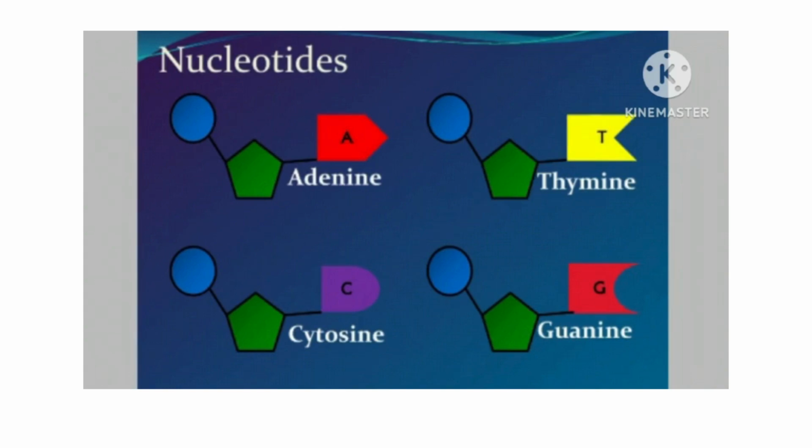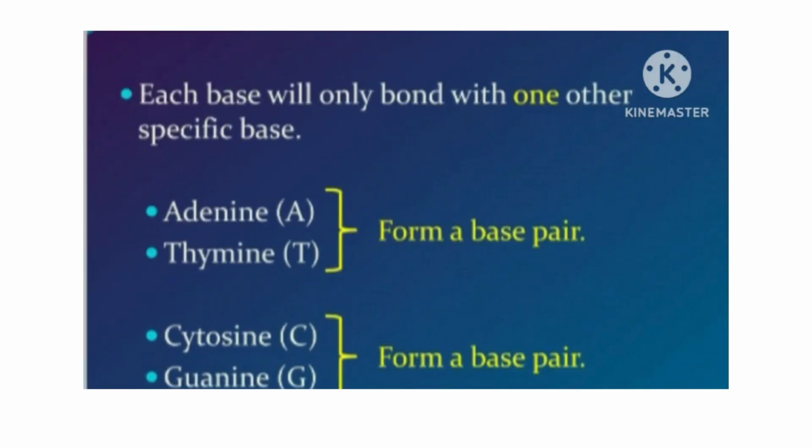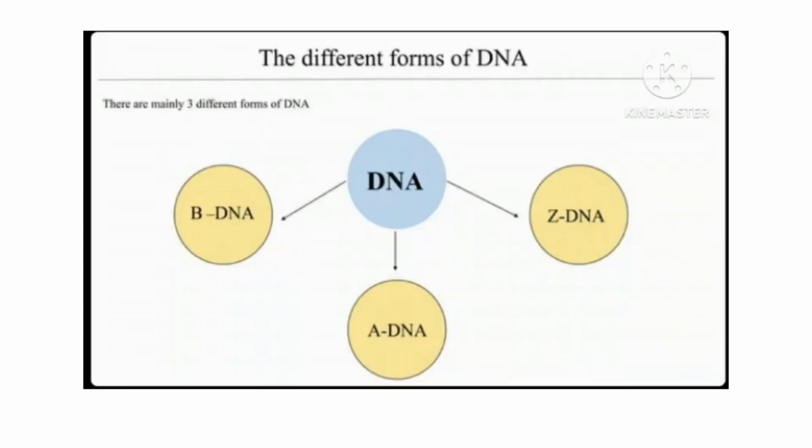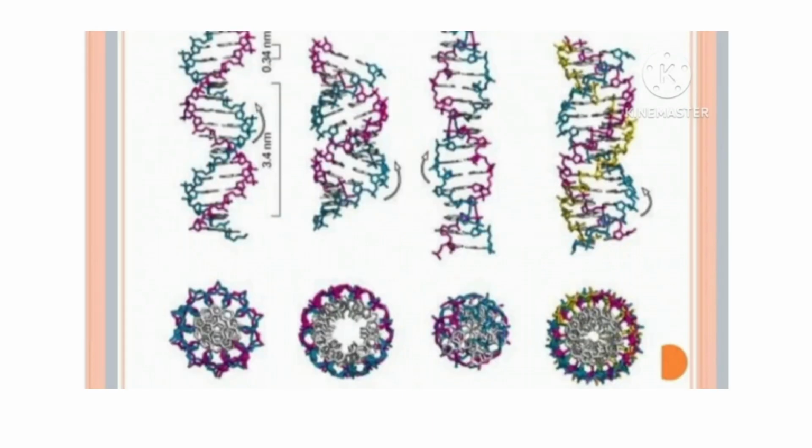There are 4 nitrogenous bases. They are adenine, thymine, cytosine, and guanine. Adenine base pairs with thymine with 2 hydrogen bonds, and cytosine base pairs with guanine with 3 hydrogen bonds. There are 3 types of DNA. They are B-DNA, A-DNA, and Z-DNA. B-DNA is a right-handed DNA proposed by James Watson and Francis Crick. A-DNA is similar to B-DNA, it is right-handed DNA, and Z-DNA is left-handed DNA, which is in a zigzag pattern.